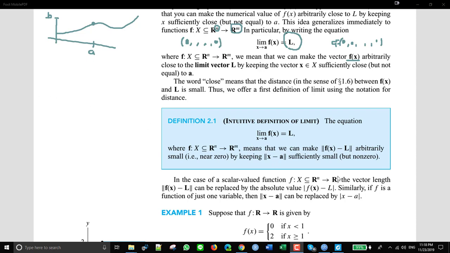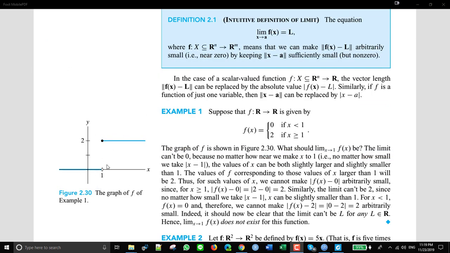So if we're talking about, this is R1, right? So then what's the norm in R1? That's just the absolute value. So we can switch this to absolute value. So in the case of a scalar valued function, that means this is just R1. The vector length, this, can be replaced with just the absolute value. Similarly, if f is a function of just one variable, then this can be replaced by that. So in that sense, this is a more general definition than the function of a single variable. The scalar function of a single variable is just a particular case of this more general definition.